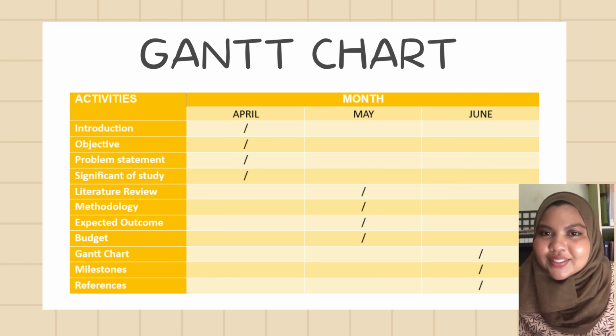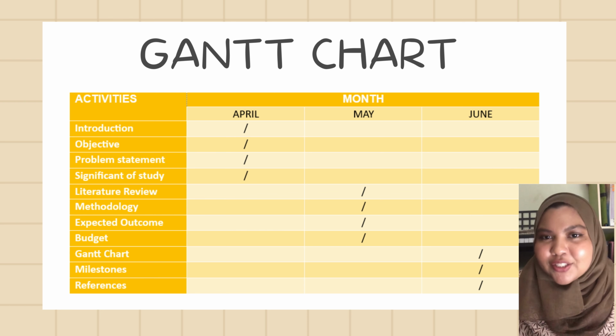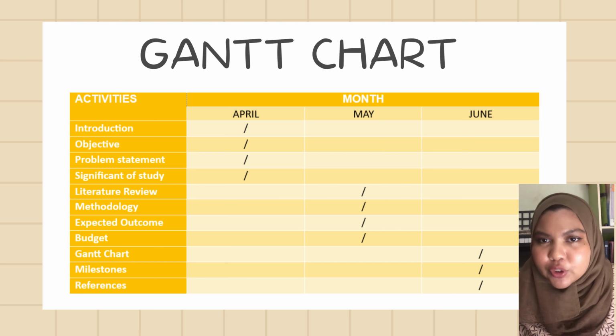For the last three slides, there is the Gantt chart of the activities that have been done through the months of April to June. For the milestones, it shows the starting date of doing the e-portfolio and the end date of finishing it.